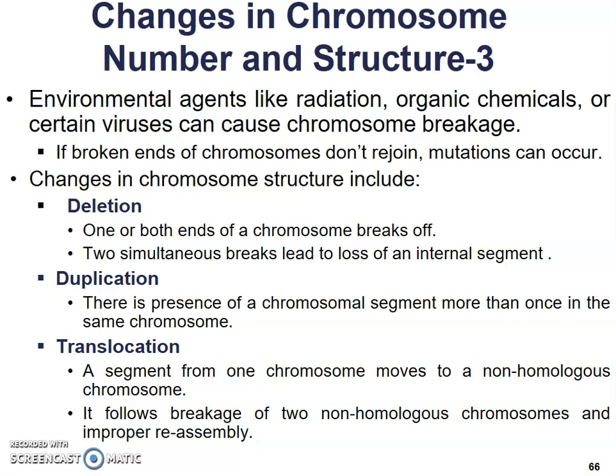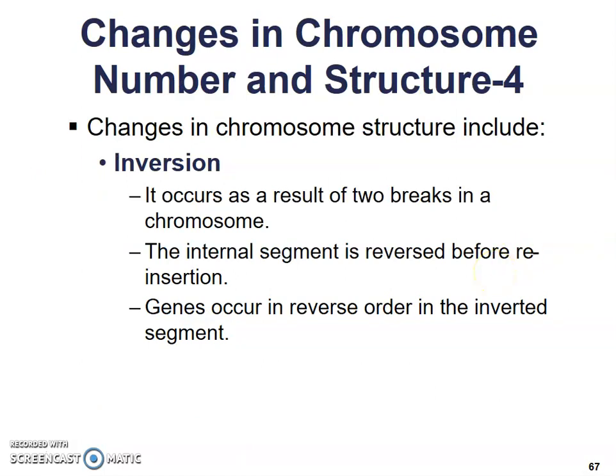Duplication is when there is a presence of a chromosomal segment more than once in the same chromosome. And translocation is when a segment from one chromosome moves to a non-homologous chromosome. It follows breakage of 2 non-homologous chromosomes and improper reassembly. So 2 chromosomes would have to break and be put back together in the wrong order for that to occur. Inversion occurs as a result of 2 breaks in a chromosome, and the segment is flipped upside down before it is reattached. And the genes occur in reverse order. Okay? They occur in reverse order on that chromosome.